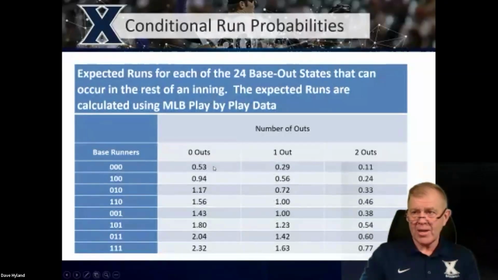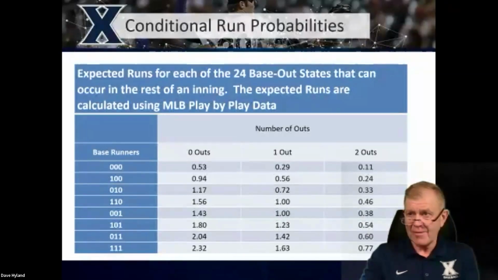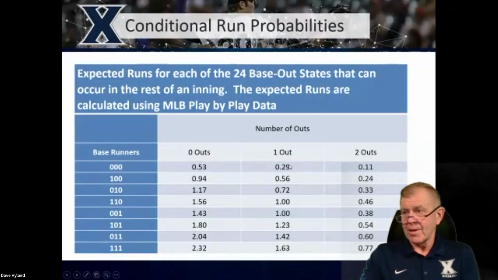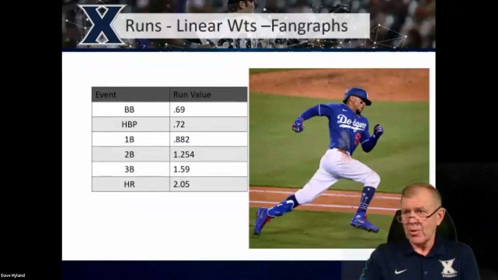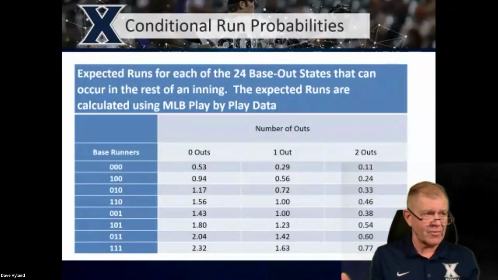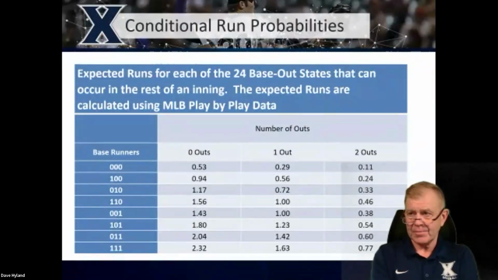So if I go from nobody on, nobody out to runner on first, I expect to score 0.94 runs instead of 0.53, right? If I go to 1 out, I only expect to score 0.29 through the rest of the inning, right? So essentially what I can do here with these 24 base out states, I can take every batting situation, every time a single happens, right? So let's say a batter has a single, right? We go from 0.53 expected runs in the inning to 0.94 runs.